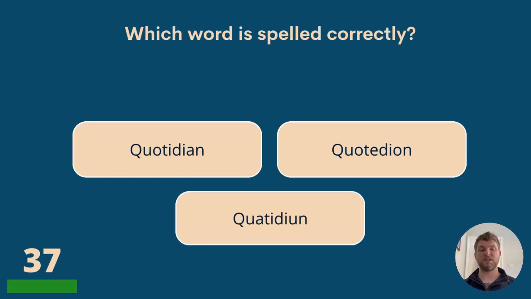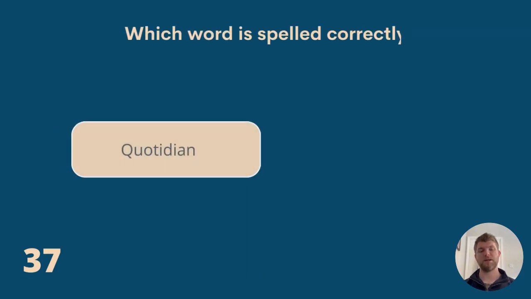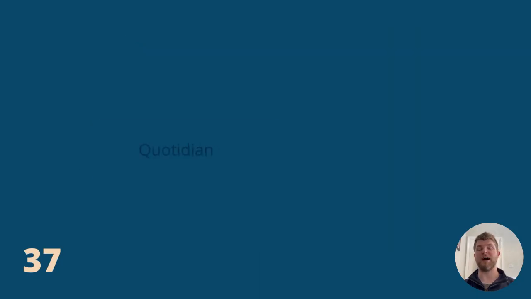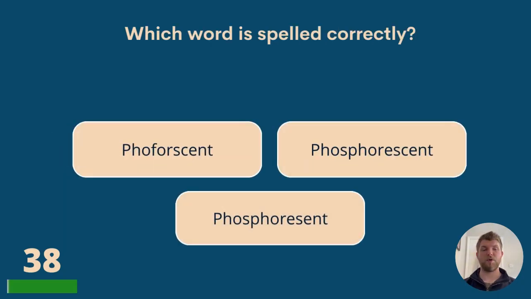Which word is spelt correctly here? Are we going with Quotidian, Quotedion, or Quatidiun? Which is the correct spelling? The answer is that top option there, it's Quotidian.